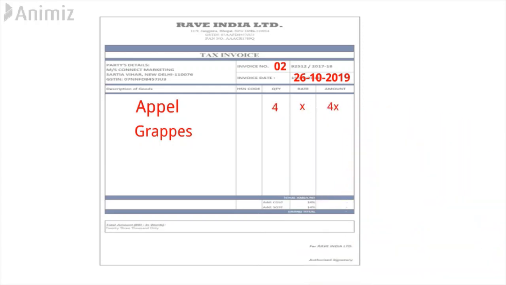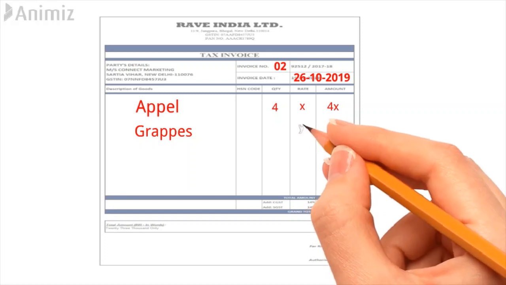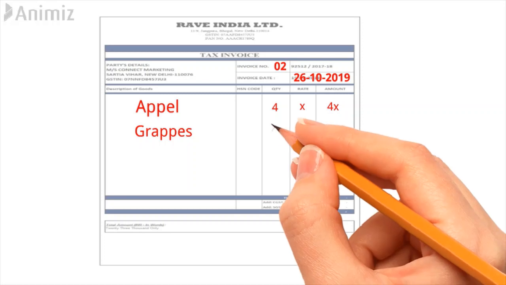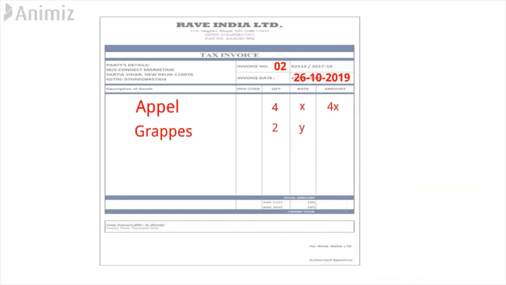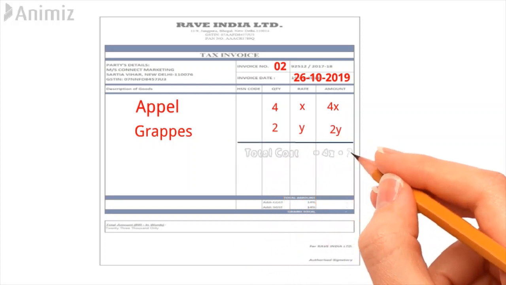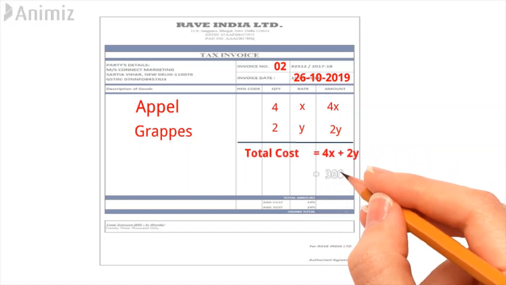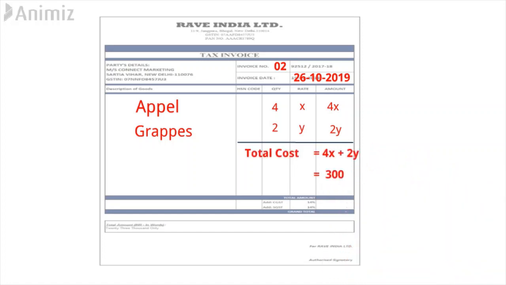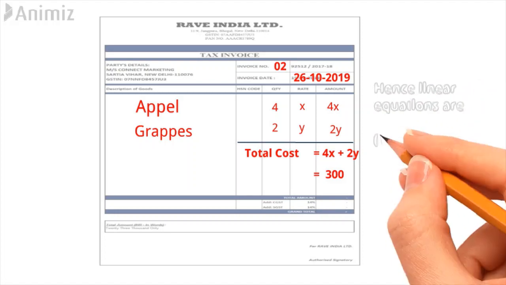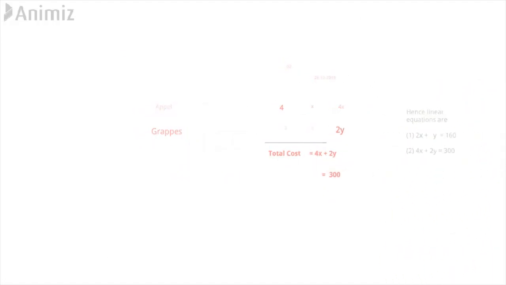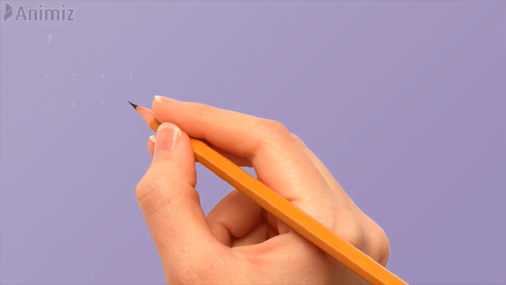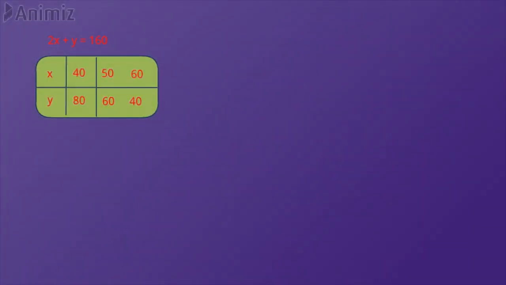And he buys grapes. Again the rate will be rupees y per kg. This time he buys a quantity of 2 kg, so the amount will be 2y. So the equation that will form is the total money paid, that is 4x plus 2y, which in turn is equal to 300. So this is how we can formulate the two equations. Once you have got two equations, again formulate a table and represent this graphically.